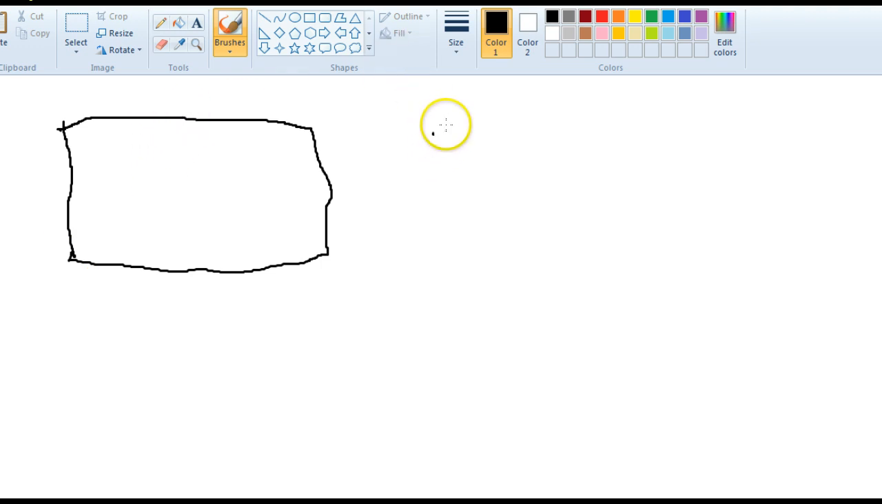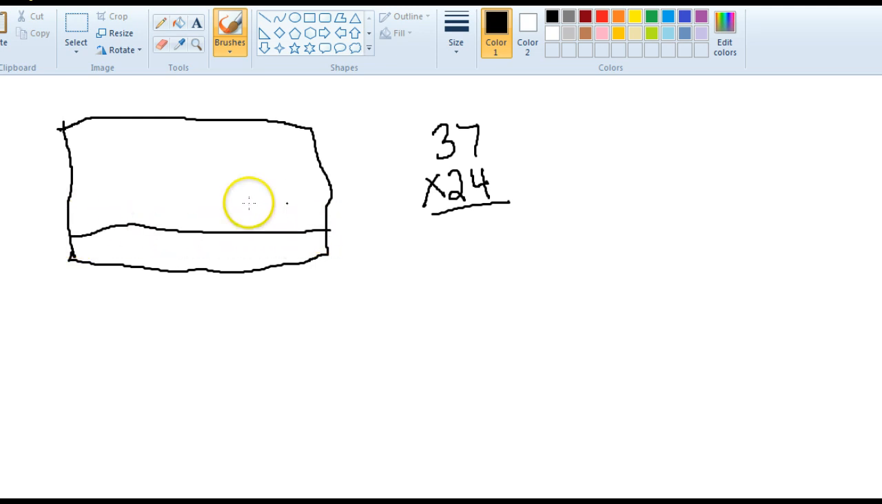Let's do 37 times 24. So we have 24 rows of 37. So again, we're going to look at this a little differently. We're going to draw this across. All right, and this would be the 20 and then the 4, and then the 37 goes across the top, and we're going to think of that as 30. Make that a 30, then we'll break the 37 apart. Make that a 30 and make that a 7.